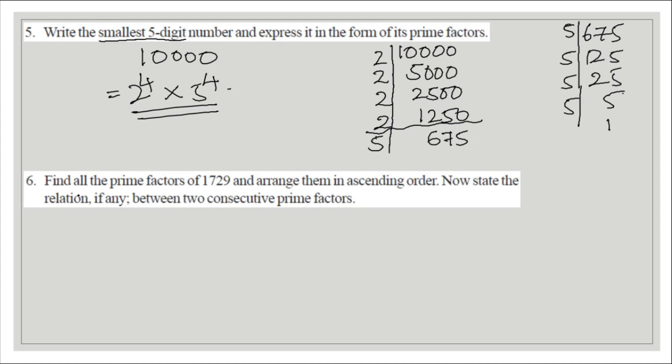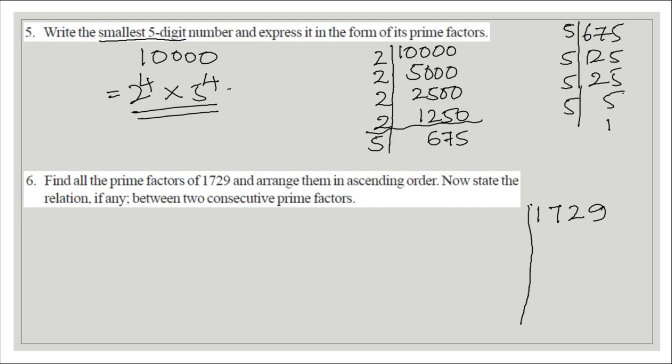Look at the next question. Find all the prime factors of 1729 and arrange them in ascending order. Now state the relation, if any, between two consecutive prime factors. To find the prime factors of 1729, I would like to divide it. This number 9 plus 2 is 11 plus 7 is 18 plus 1 is 19. It's not divisible by 3.